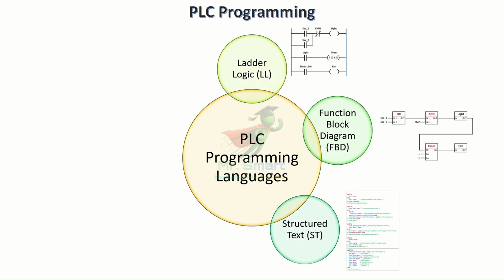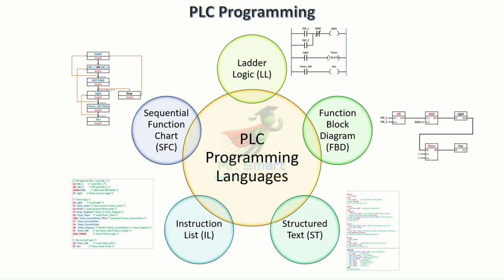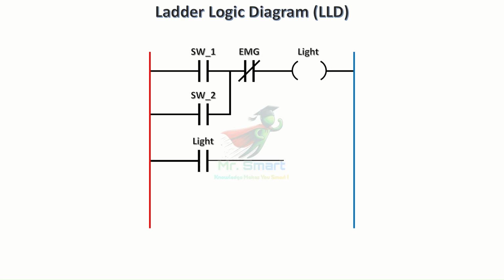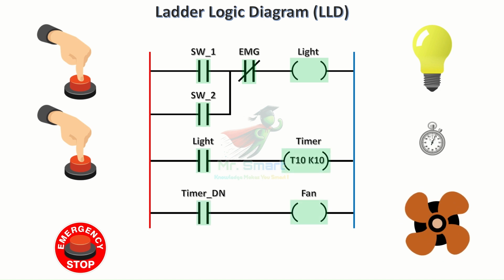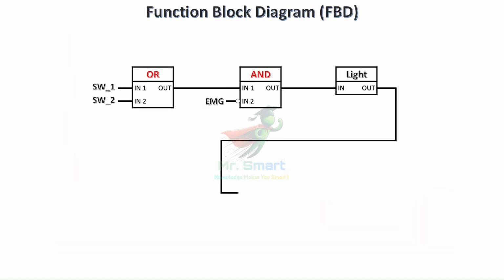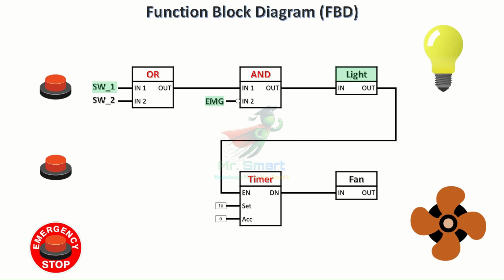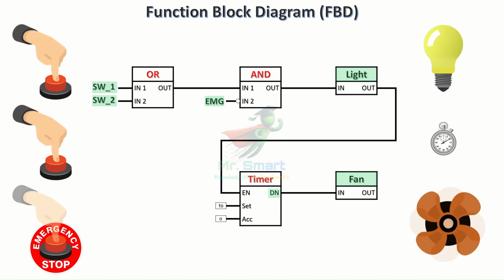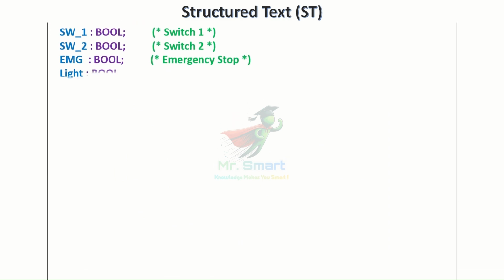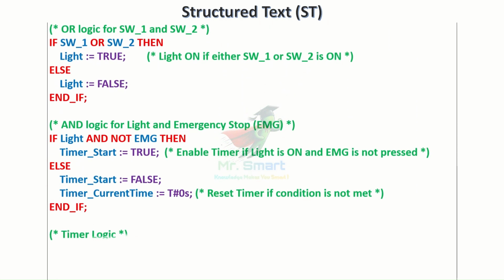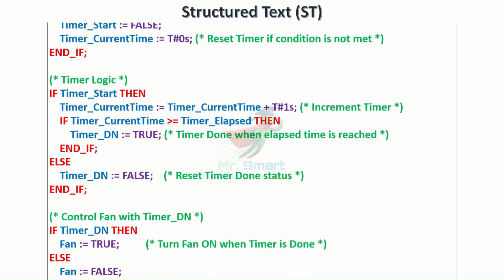PLC programming was never meant to be fancy. It was meant to be reliable, predictable, and easy for maintenance engineers. That's why the first PLC programming language looked exactly like electrical drawings, the ladder logic. Then came function block diagram, where logic blocks were connected like hardware modules. Later, instruction list, which looked like assembly language. And finally, the most powerful and flexible of them all, structured text.